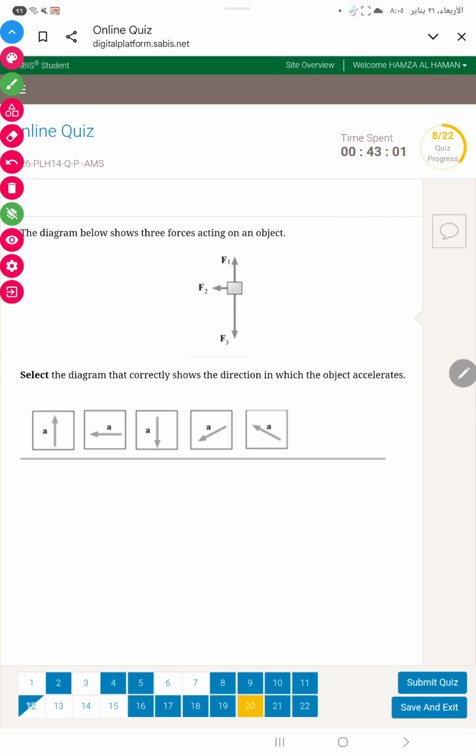Question number 20. The diagram below shows three forces acting on an object. Select the diagram that correctly shows the direction in which the object accelerates. So to do that, here we notice that F3 is greater than F1. So these two must be subtracted and the resultant will be downward. And then we have F2 like this. Now the resultant of these forces will be the diagonal of the rectangle like this, which means option A is the correct answer.